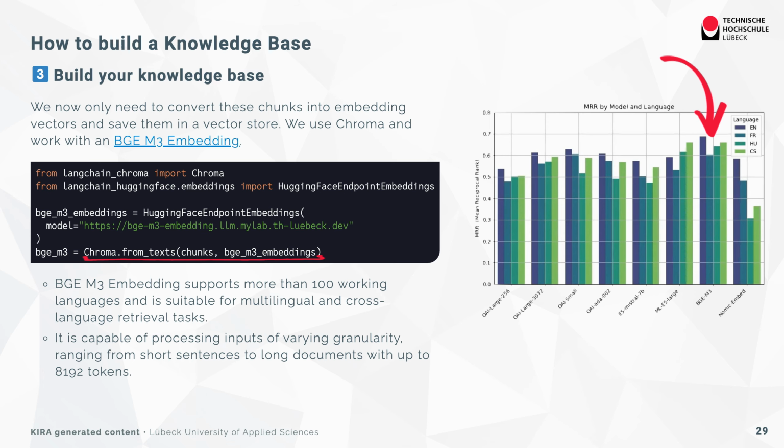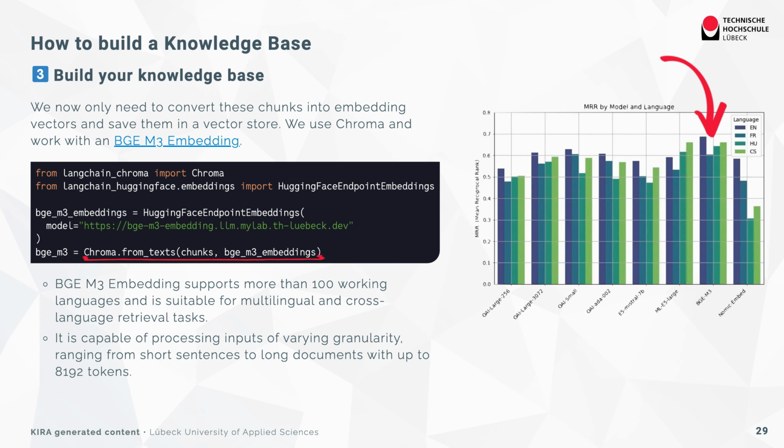Now we just need to convert these chunks into embedding vectors and save them in a vector store. This is incredibly easy thanks to LangChain's integration of embedding models and a variety of vector stores. We use Chroma and work with a BGE M3 embedding. The code shows how this works. Essentially, this is done by the marked chroma.fromTexts call.